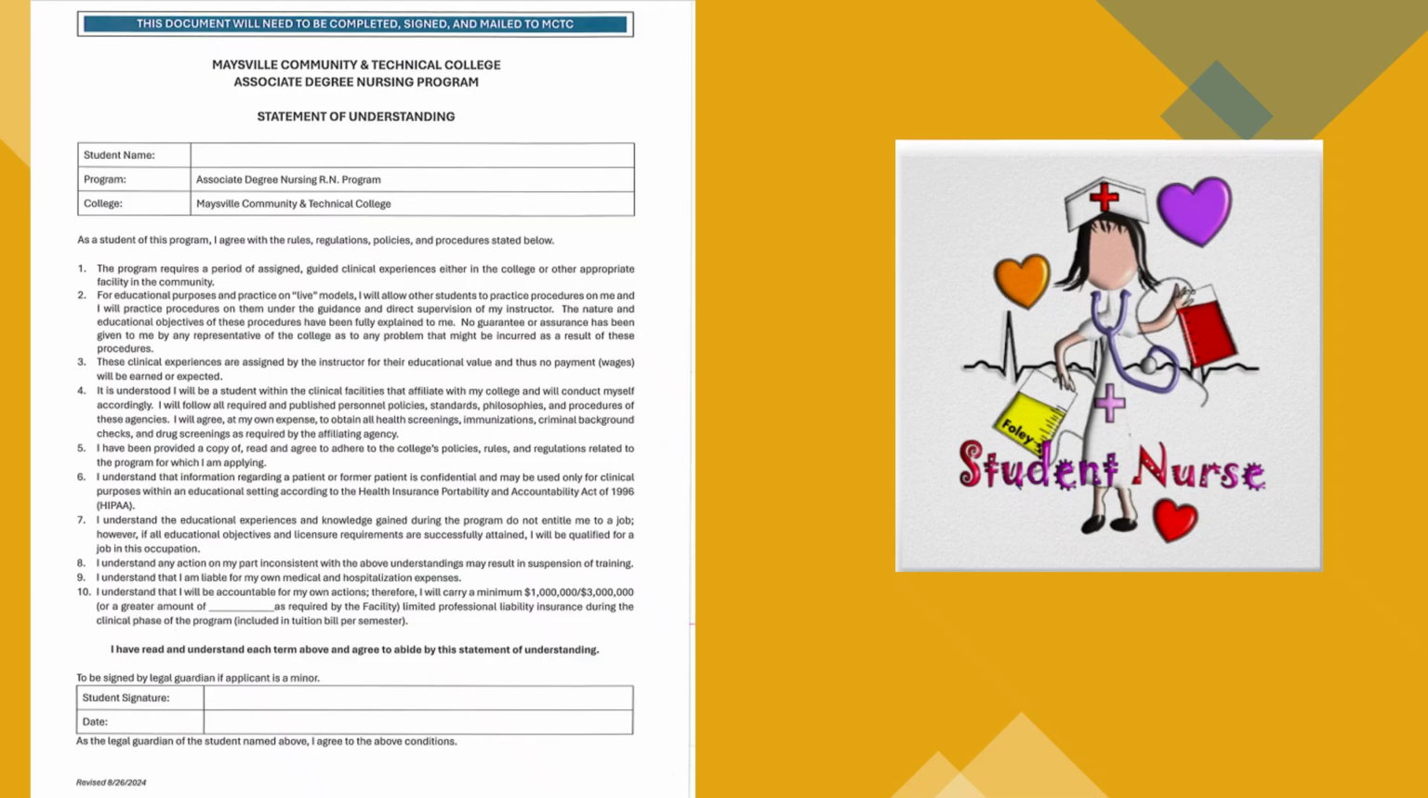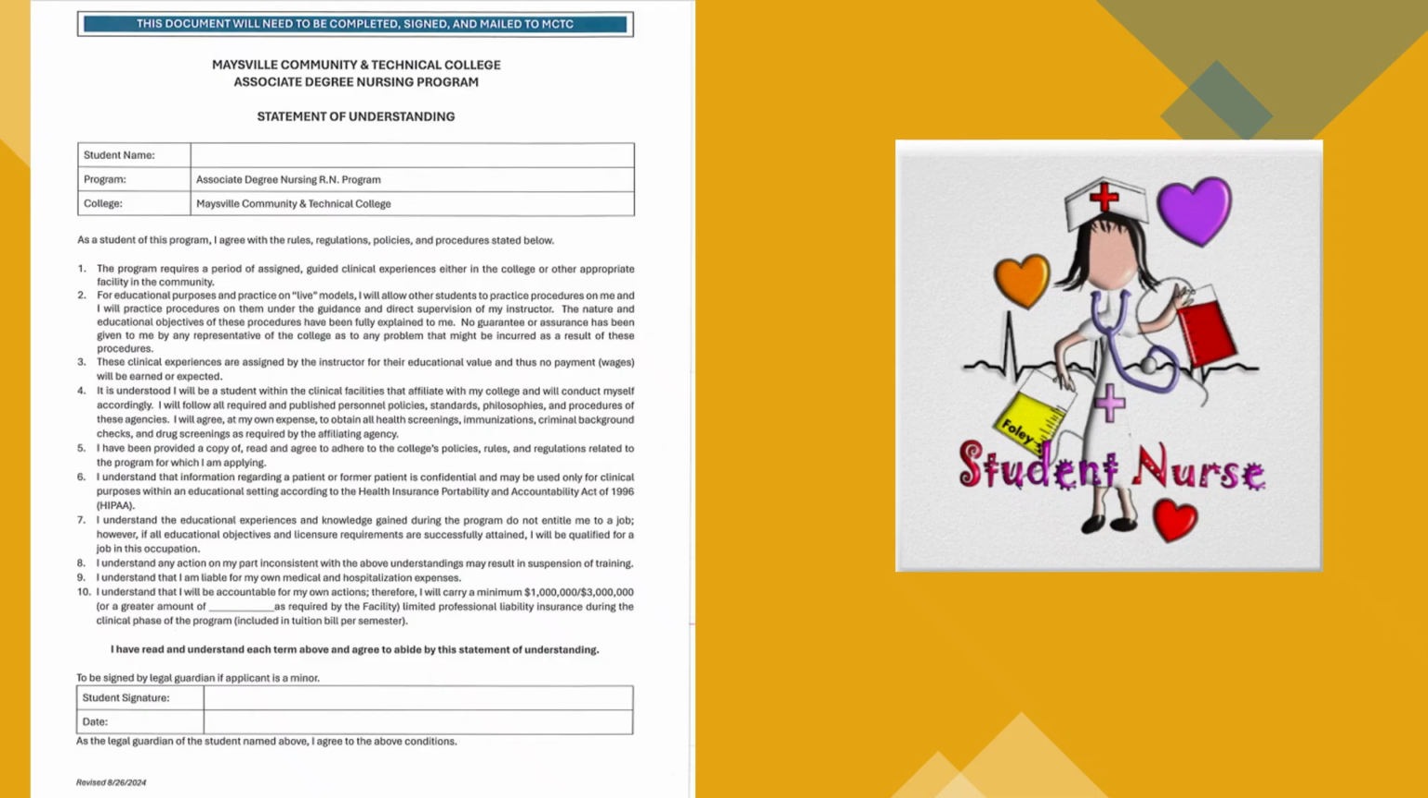So the next form included in your packet is a statement of understanding. This form will have to be returned with your admission packet to the college. And it says, as a student of this program, I agree to the rules, regulations, policies, and procedures as stated below.